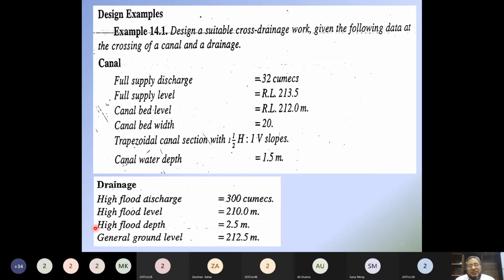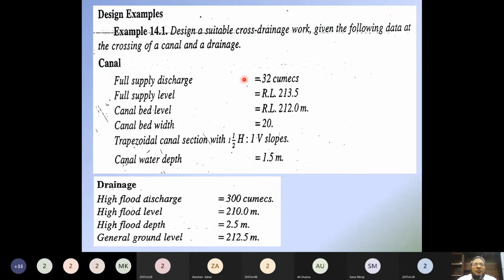So with that, we discussed everything. Now we want to solve one example of a cross drainage structure. That is example 14.1 of the book of Garg. He says, design a suitable cross drainage work given the following data at the crossing of a canal and a drainage. This is the data for the canal, and this is the data for the drainage.